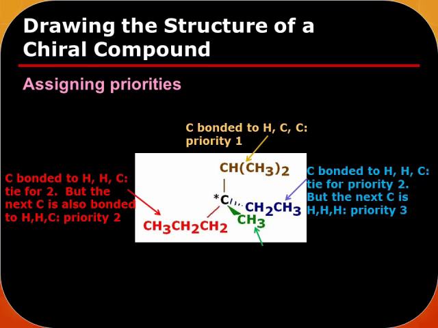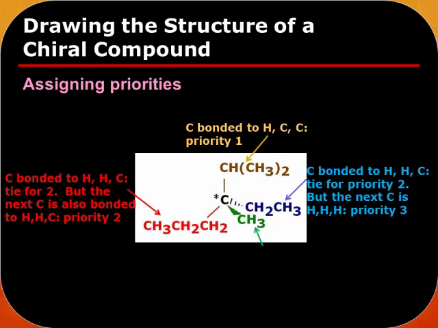Look at that. Carbon bonded to H, H, C. Tie for priority. So it also can have the priority number 2. But the problem is the next carbon is having 3 hydrogens, not the H, H and C. Understood? So that is why it is priority 3, not the priority 2.